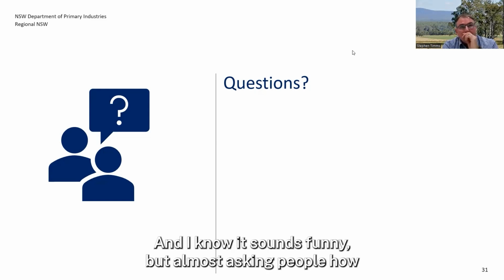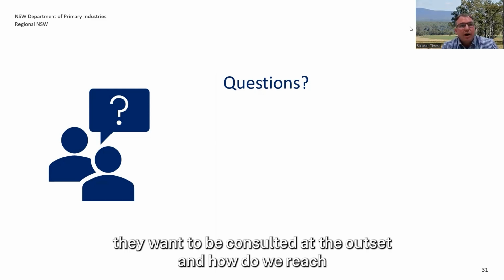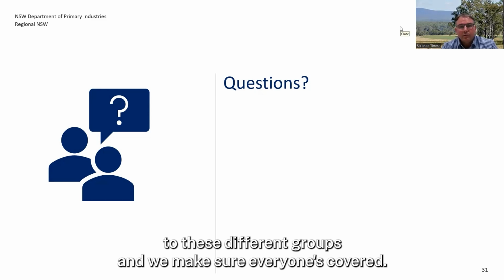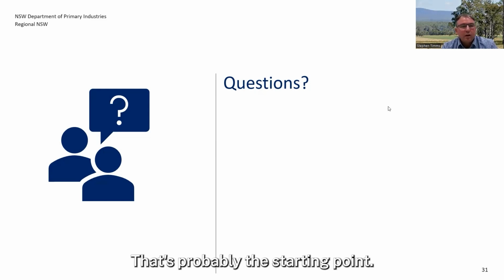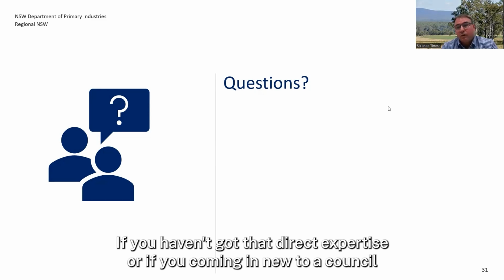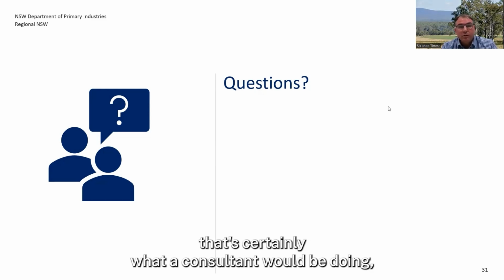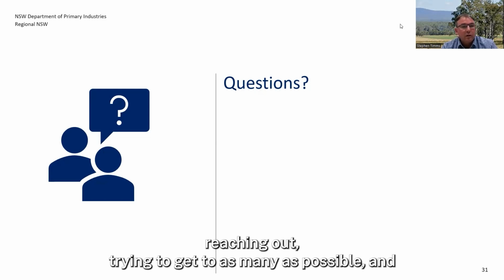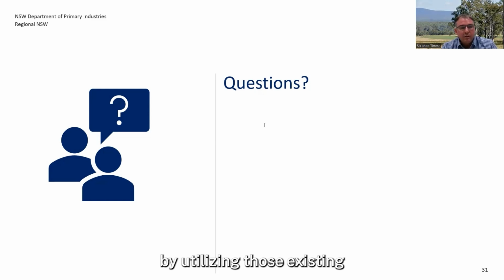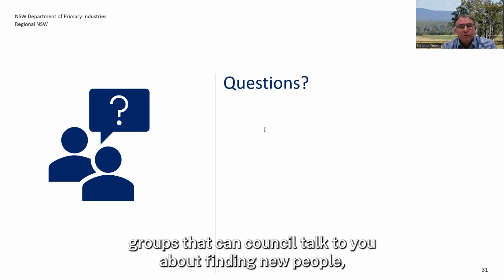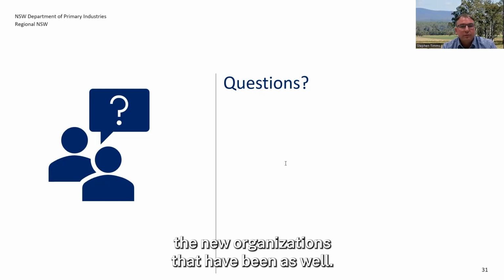And I know it sounds funny, but almost asking people how they want to be consulted. So at the outset, how do we reach out to these different groups? How do we make sure everyone's covered? That's probably the starting point if you haven't got that direct expertise, or if you're coming in new to a council. That's certainly what a consultant would be doing, reaching out, trying to get to as many people as possible and utilising those existing groups that council talk to, but finding new people and new organisations that have moved in as well.